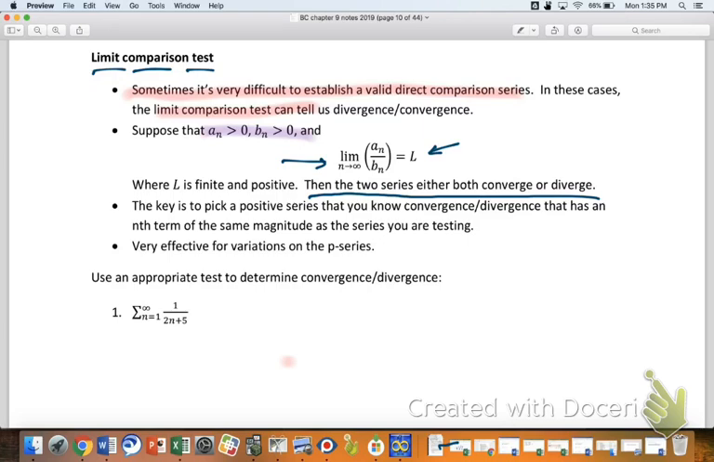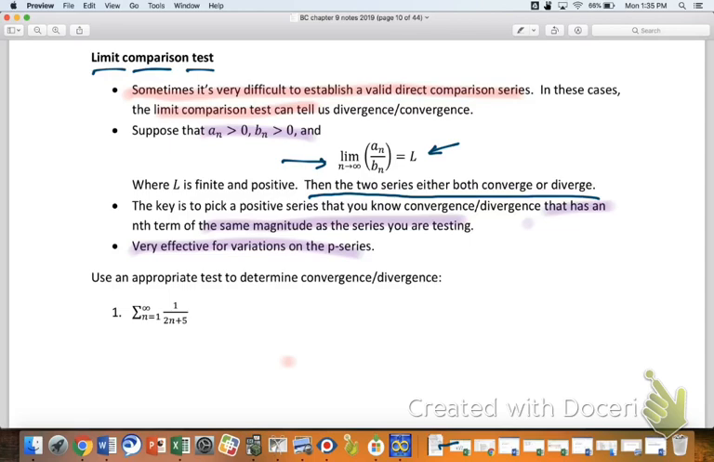The key is to pick a positive series that you know about. We've already had some practice with that, like with the direct comparison we just did. And here's one that, to me, is the key to making this super easy: whatever you compare to has to have the same relative magnitude as the series you are testing. I'll explain what that is in a second. And I put a note here: if you can't figure out the comparison, this can be super effective.